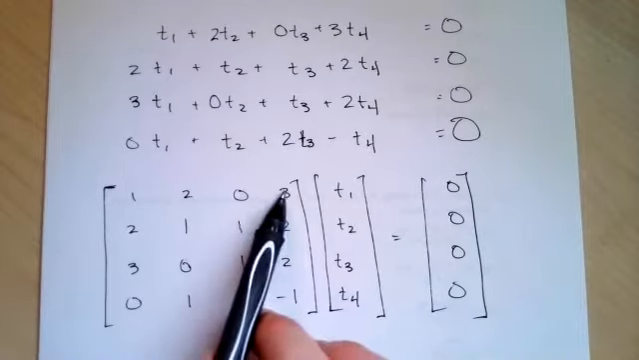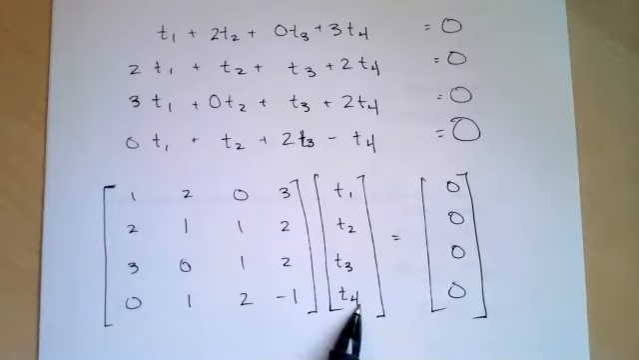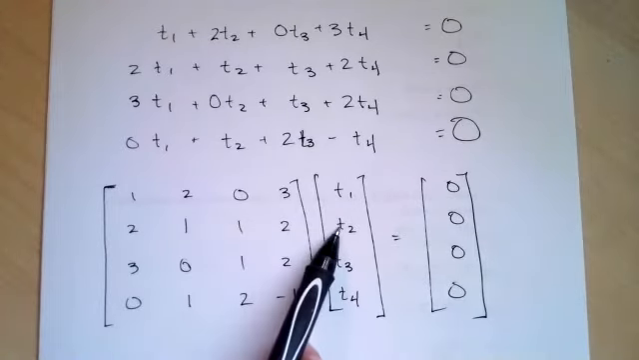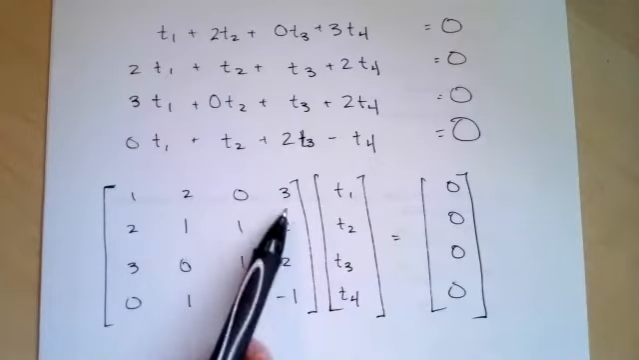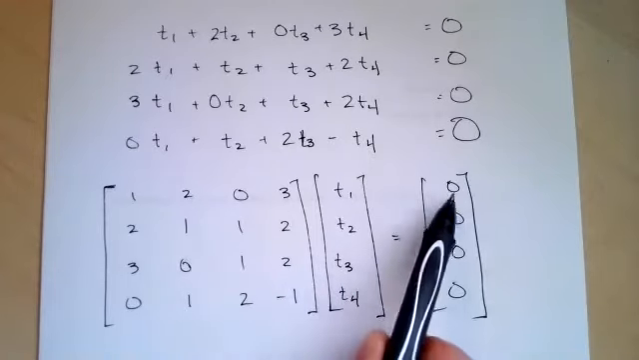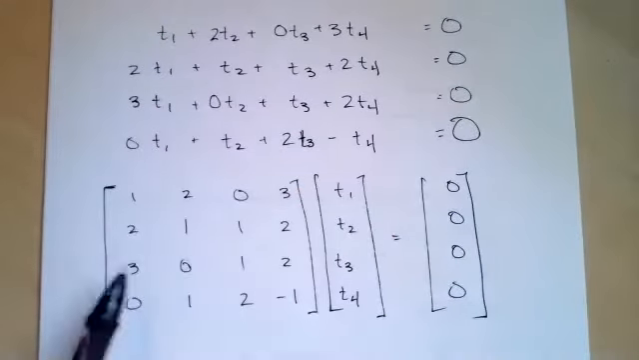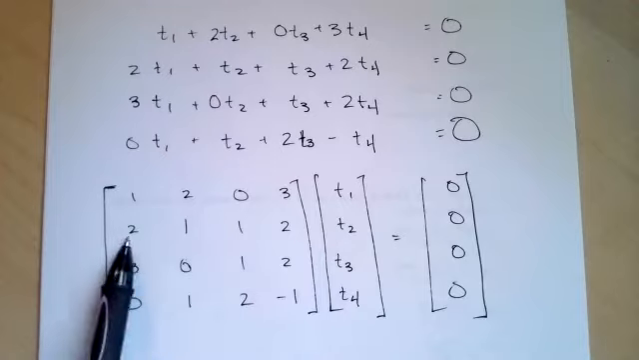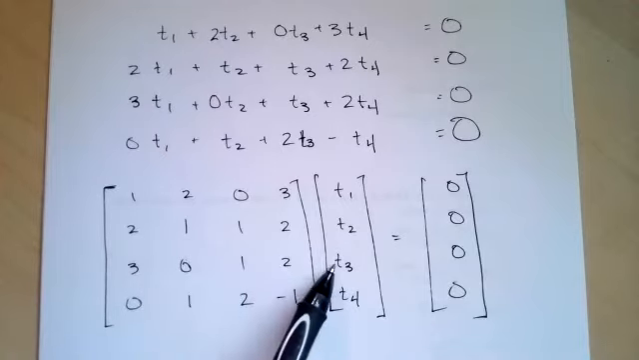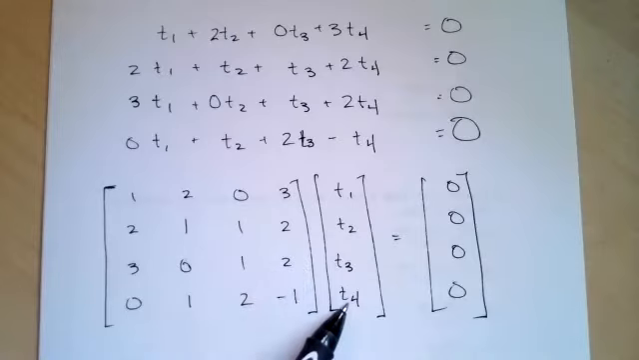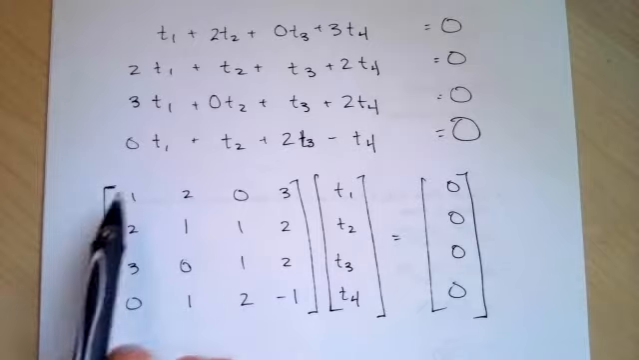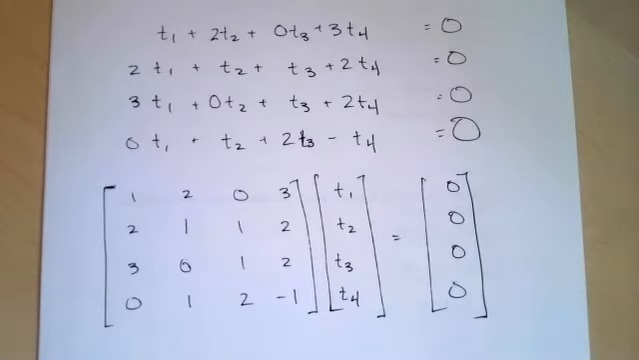Right, if I do the top row times the first column, it'll give us 1T1 plus 2T2 plus 0T3 plus 3T4 equals 0. It gives us the first row. Likewise, check the second one. 2T1 plus T2 plus T3 plus 2T4 equals 0 will give us the second equation. So this is how our coefficient matrix acts on our vector of variables.